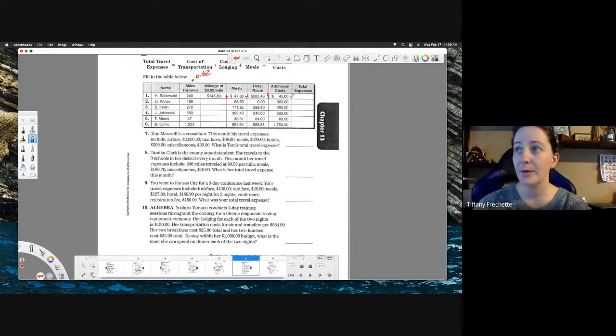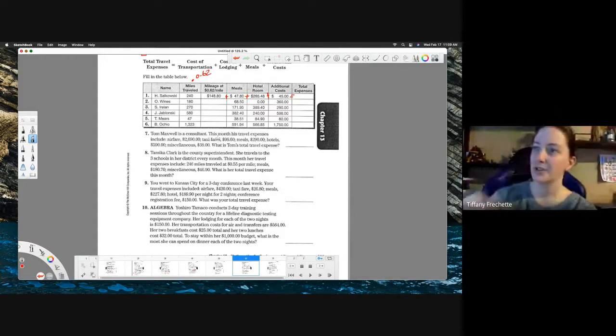Since it was airfare, we don't have to take into account mileage because he did a flight instead of driving. And then instead of doing miles on the taxi, just how much did the taxi cost you? So that just goes into that.